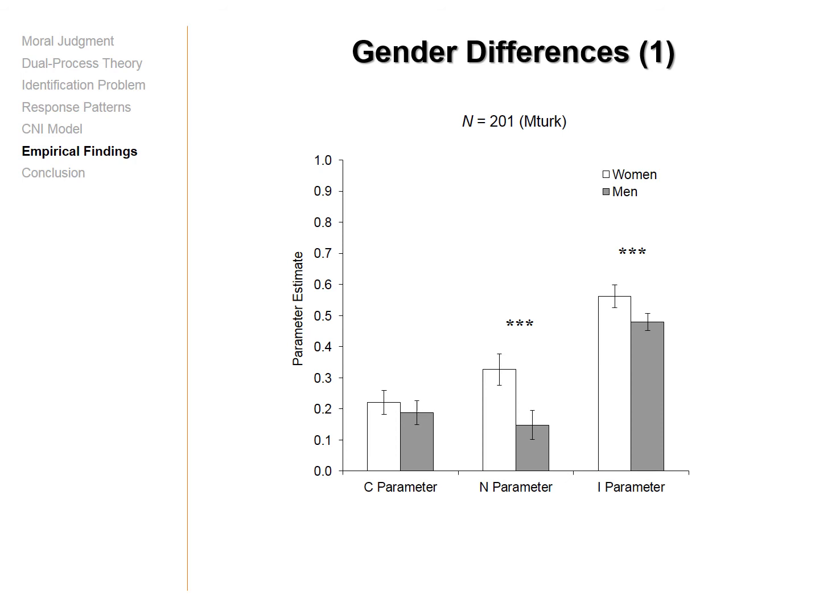The results from the C&I model analysis provide an answer to this question. Our findings suggest that women are more sensitive to moral norms than men, which is reflected in a significantly higher score on the N parameter for women compared to men. Moreover, women showed a significantly higher score on the I parameter, suggesting that women have a stronger general preference for inaction than men. There was no significant gender difference on the C parameter.